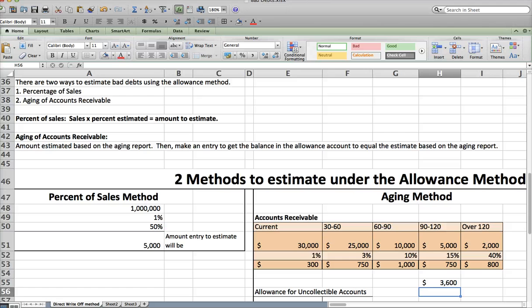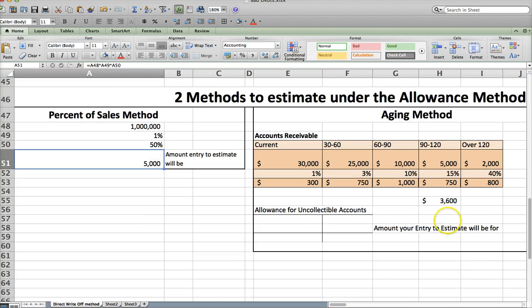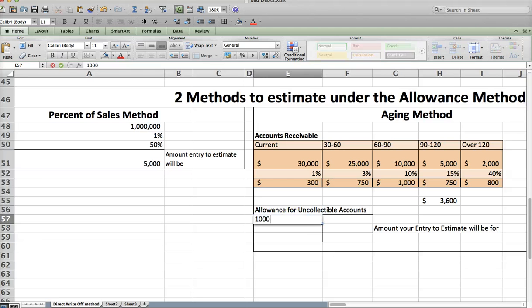Okay, the key difference in this is that this is the balance that we want to have in our allowance account. So over here, we just wanted to make an entry for $5,000. We did not care what was already in the allowance account. We just wanted to make the entry for $5,000. Over here, we want to get our balance to be $3,600.